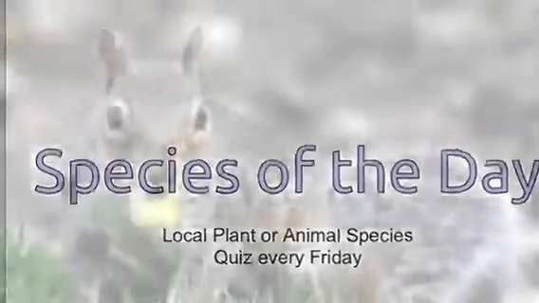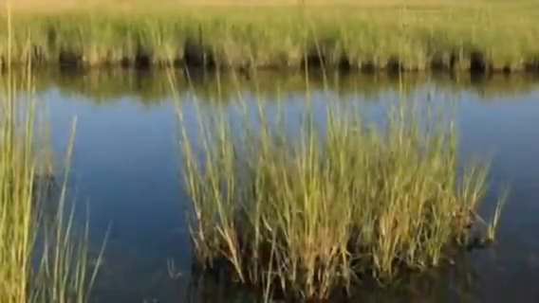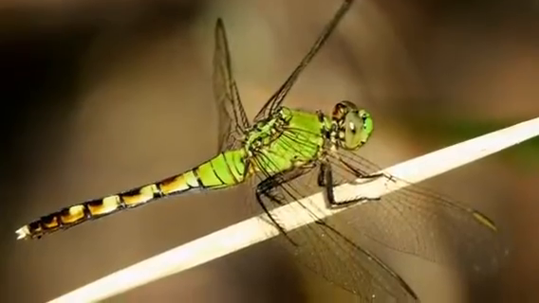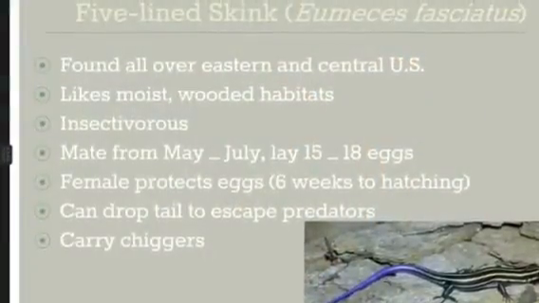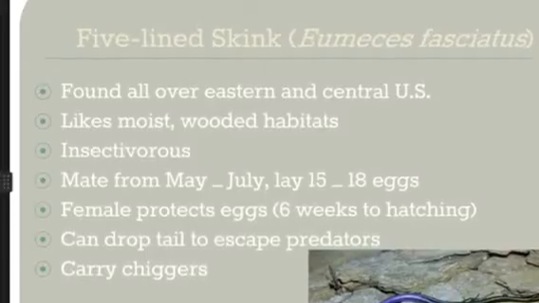So every day we start with species of the day. And species of the day is a way for us to go over local species that we might see in our own backyard and appreciate them and get to know more about them. Our species of the day that we're going to sample is the five-lined skink.